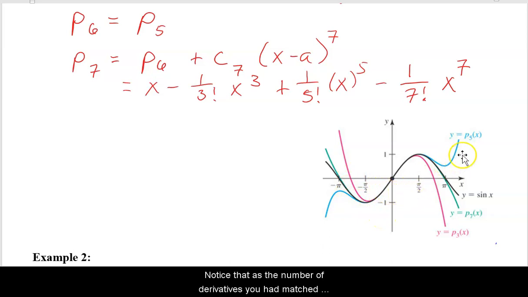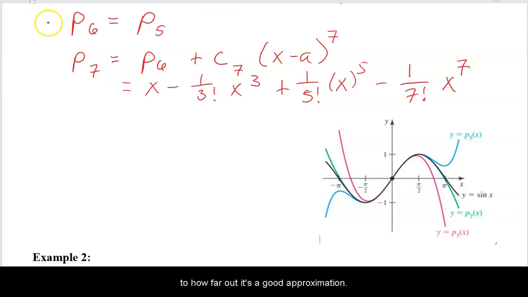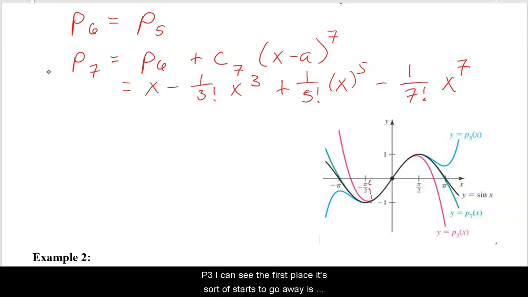Notice that as the number of derivatives you matched increased, in other words, the more terms in your polynomial, the further out it is a good approximation for the function. Let's try to match the color that we see on the functions to how far out it's a good approximation. For P3, I can see the first place it sort of starts to go away is about here on the left and about here on the right.